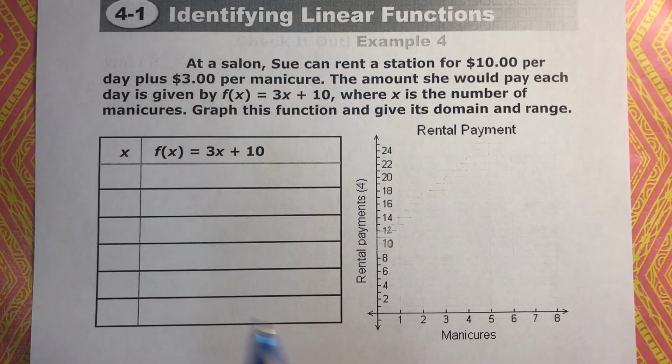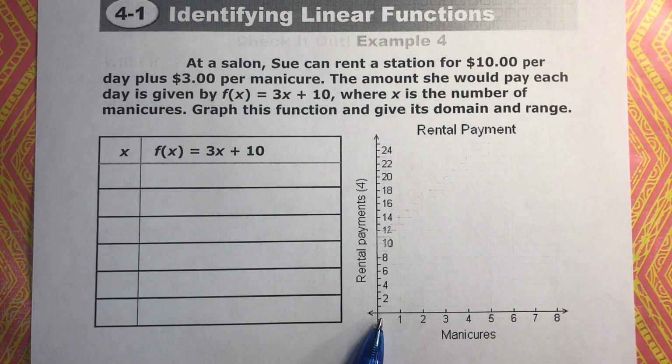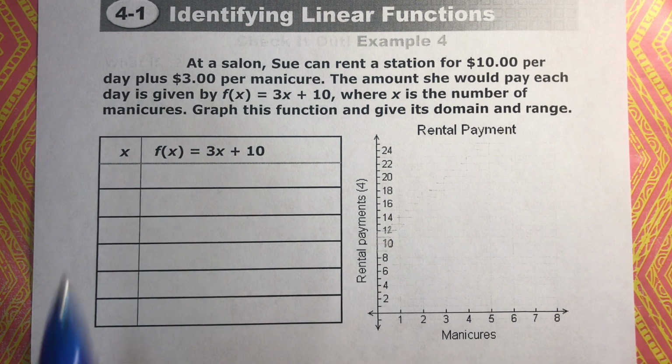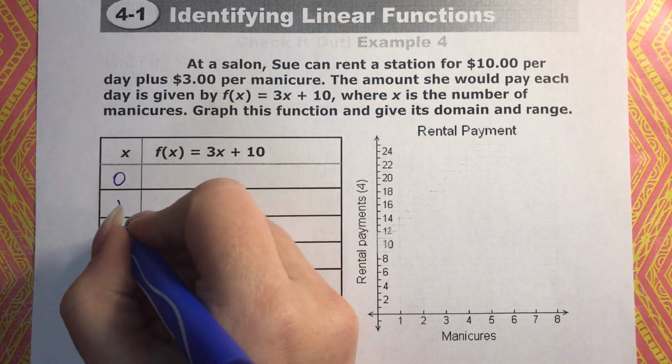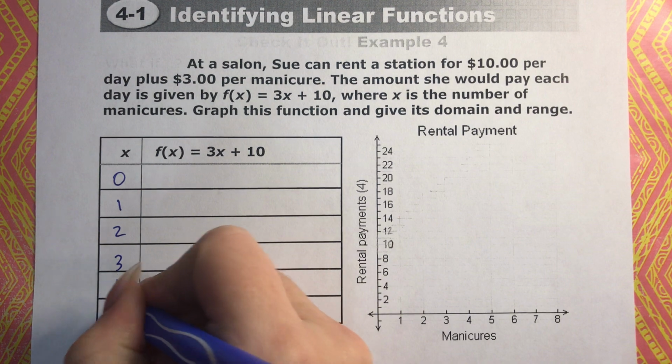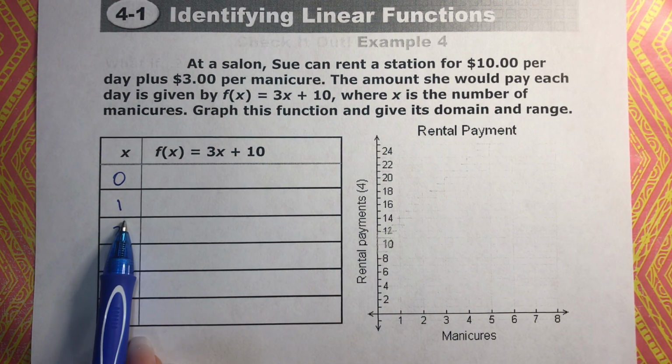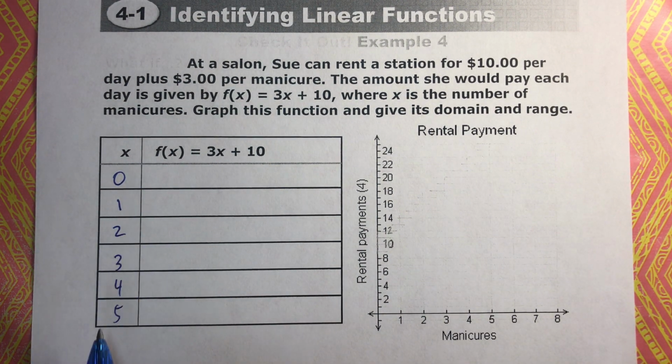So I'm going to say, okay, you can't have negative manicures. So x has to be 0, 1, 2, 3, 4, 5, right? And you can't have like 1.5 manicures. I mean, they're really just going to be whole numbers. So let's go ahead and plug in these values and see what we end up with.